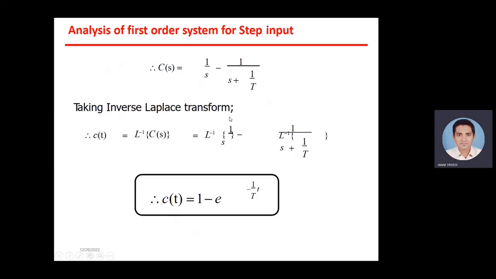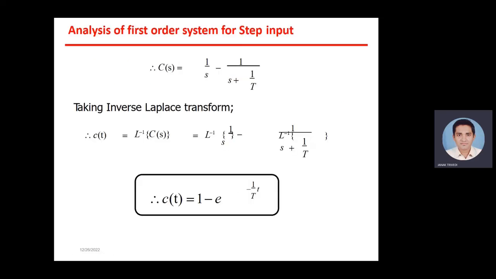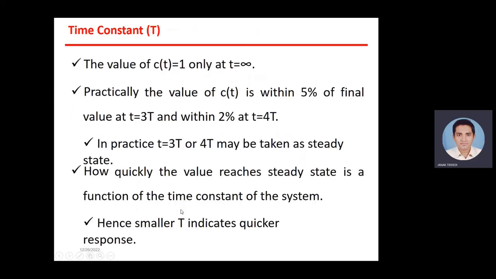Taking inverse Laplace transform, C of t is equal to L inverse of C of S, and that is equal to L inverse of 1 by S minus L inverse of 1 upon S plus 1 by T. So it is equivalent to C of t equal to 1 minus e raised to minus t by tau, where tau is the time constant. The value of C of t equals 1 only at t equal to infinity. You can see when t is equal to infinity, e raised to minus infinity is equivalent to 0. So C of t equals 1 only at t equal to infinity.